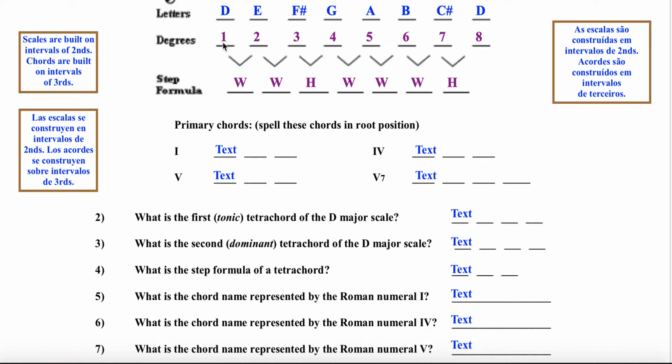We're going to go to the first scale degree, which is D. Remember, all scales are built on intervals of seconds, or steps, and all chords are built on thirds. So to create the thirds, you're going to spell it with every other letter. So the D chord is D, F sharp, A. I'll type that in here.